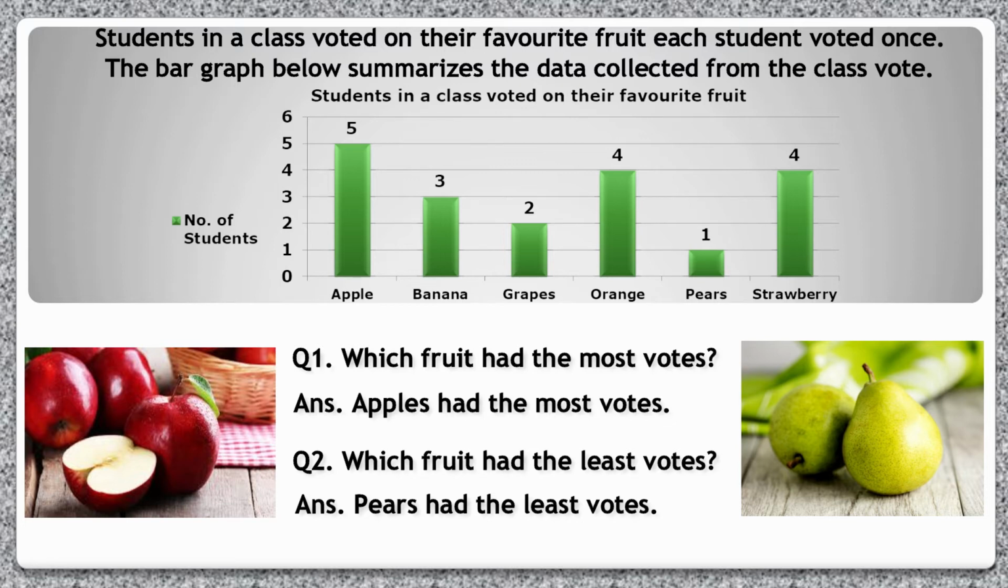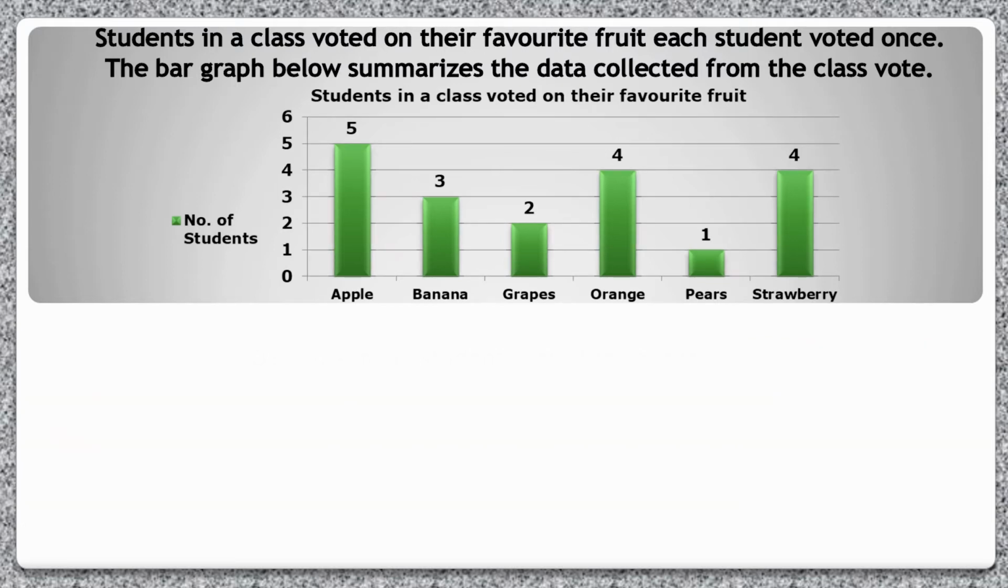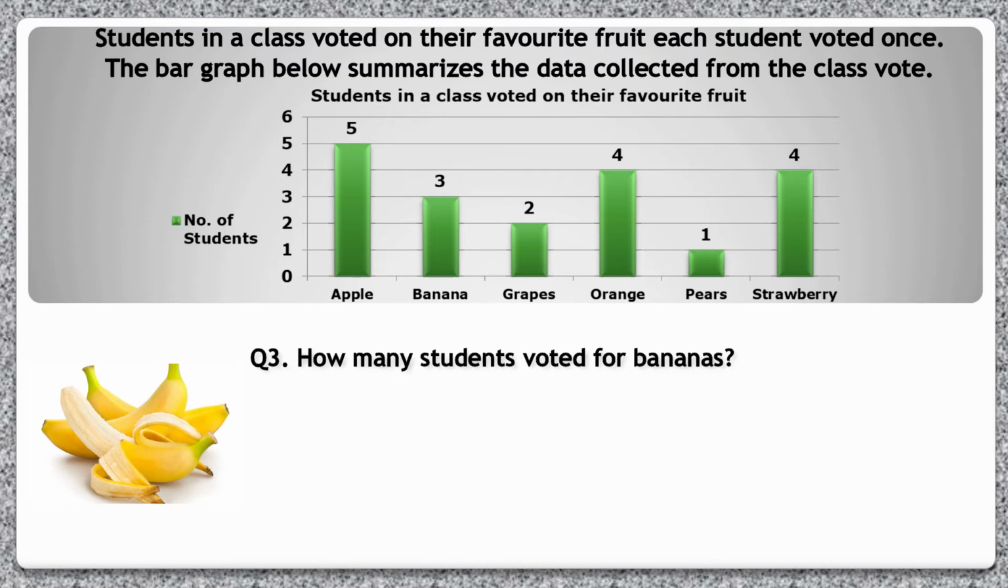Now let's move to the third question. How many students voted for bananas? Now you have to concentrate upon the vertical line. Remember this. Very good. The right answer is only 3 students voted for bananas.